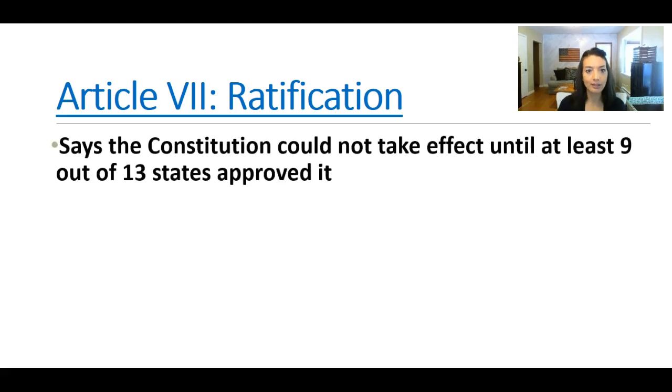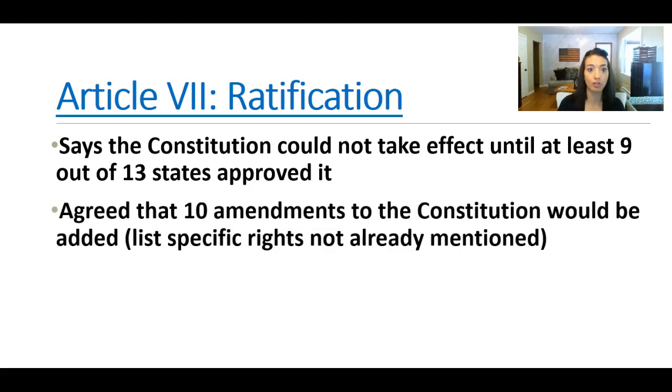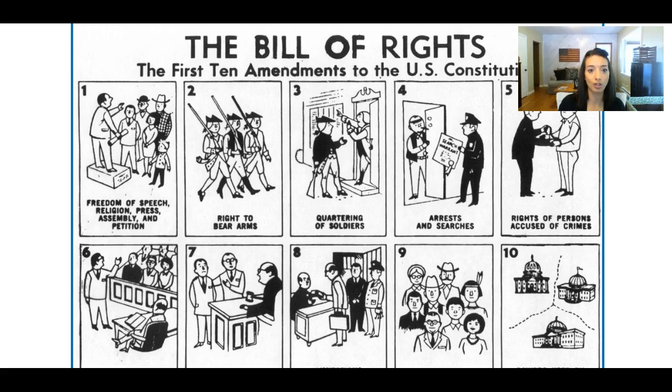Ratification means to ratify means to make into law. Okay? So it says the Constitution could not take effect until at least 9 out of the original 13 states approved it. So they wanted a majority for the Constitution. This reads that they agreed that 10 amendments to the Constitution would be added, and it was really a list of specific rights that wasn't included in the original Constitution.